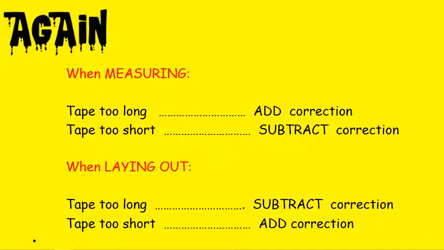Again, this is the same. When measuring, pag too long ang ating tape, which means positive ang ating nakukompute na correction, we need to add the corrections to the length of the line. Tape is too short, we need to subtract the corrections. When laying out, the tape is too long, we need to subtract the correction on the measured length. When the tape is too short, we need to add the correction.